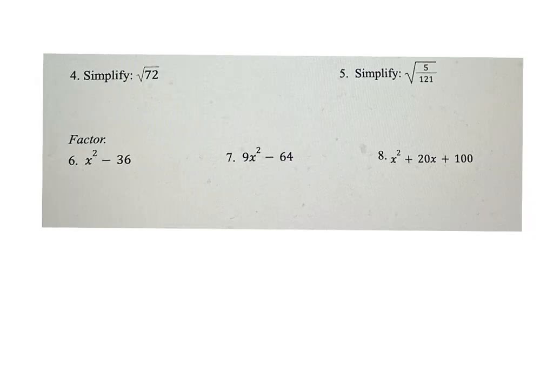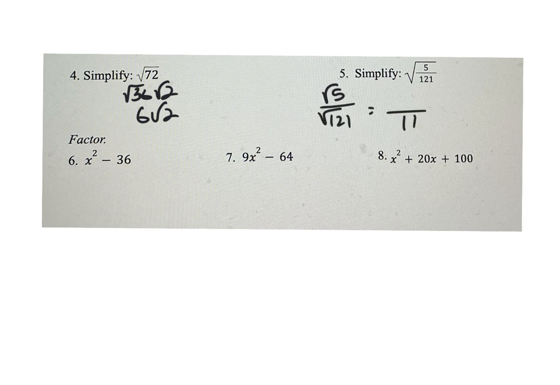Number 4, simplify square root of 72. You got to use those perfect square numbers. I know 36 goes into 72 2 times. I get 6 root 2. You could also use 9 and 8, but you're going to have to break down the 8 some more. Whenever they give you a fraction, let's break it into 2 pieces like this. You can't leave a radical on the bottom, but the square root of 121 is 11. You can't break down 5 at all, so you're stuck with that.